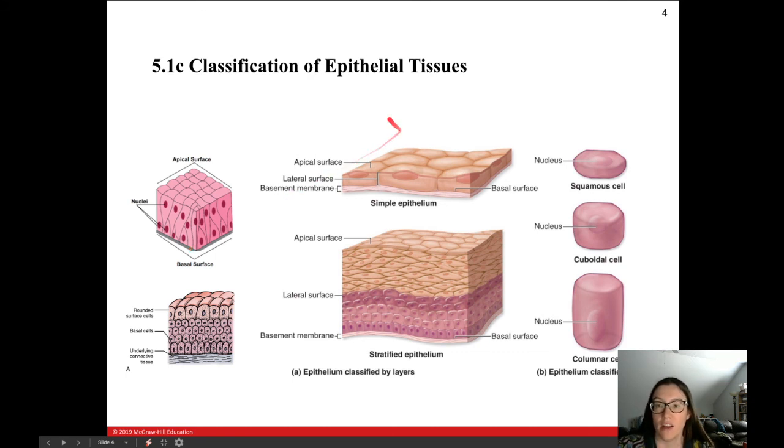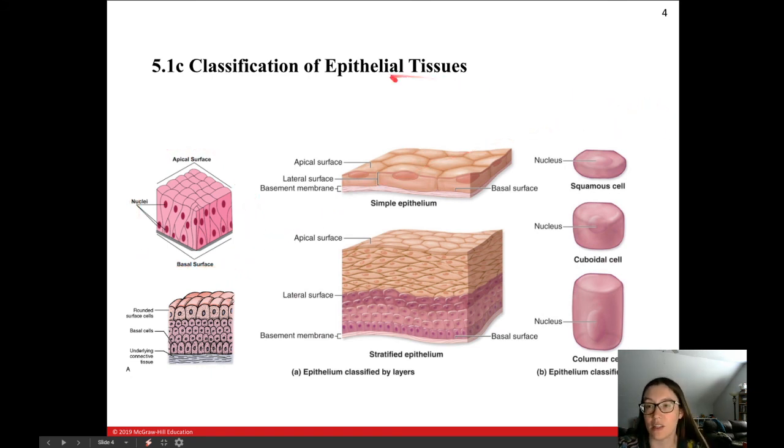Now remember that our epithelial tissues have three names. For example, we might have simple cuboidal epithelium. The first name is either simple, stratified, or pseudostratified. Simple means there's one layer, stratified means there's more than one layer of cells, and pseudostratified means there's really one layer, but it looks confused and looks like there are two. Every cell actually touches the basement membrane, but not every cell may make it up to the apical surface. This is really common in columnar epithelium.